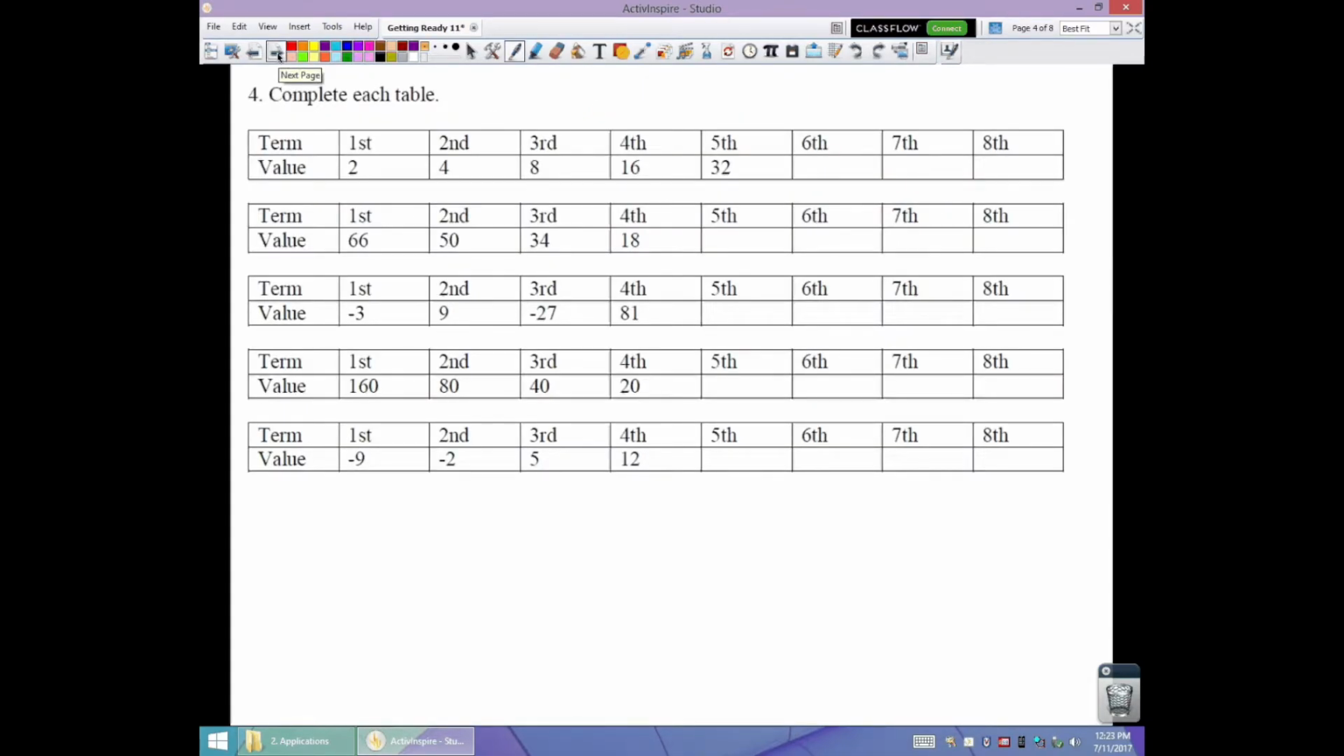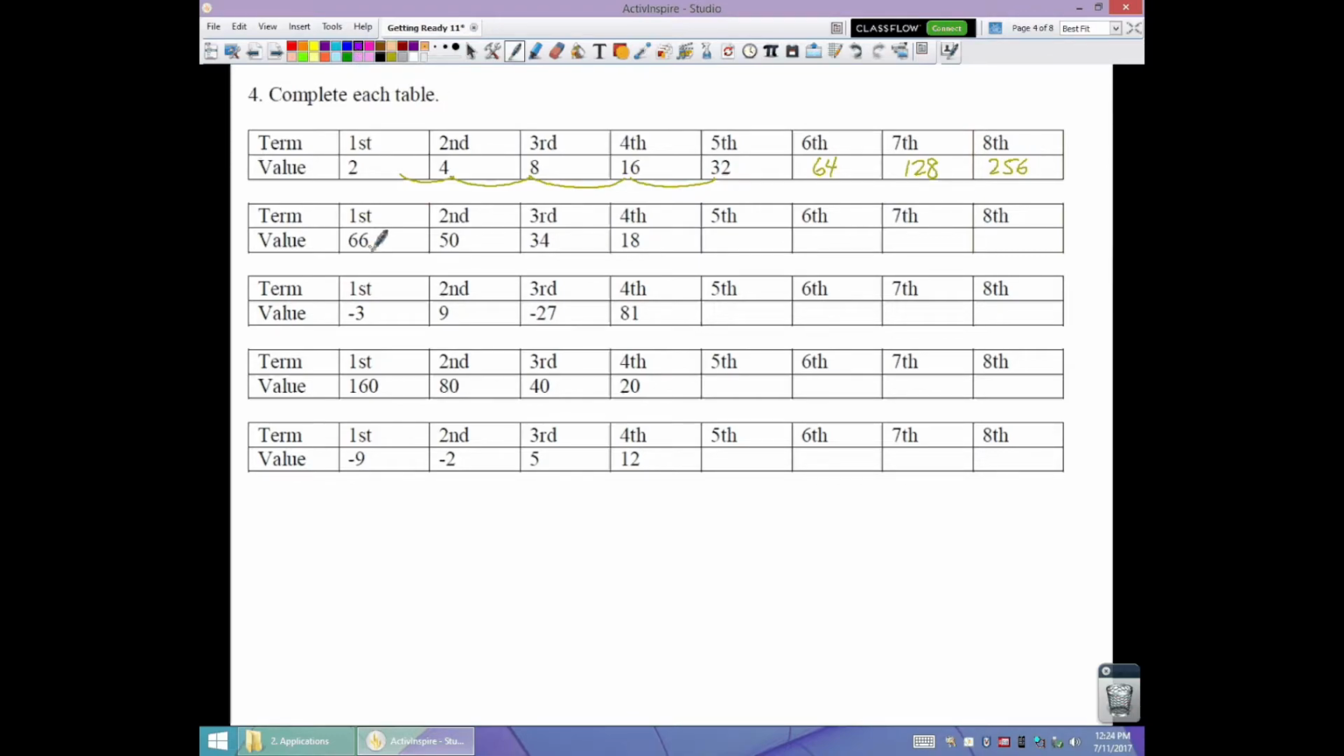Okay, we're going to complete these tables, but we'll first have to identify what's the pattern in each one. So in this first one, we're multiplying by 2. So 32 times 2 gives us 64. Times 2 again is 128. Times 2 again is 256. So that one is an exponential function or pattern.